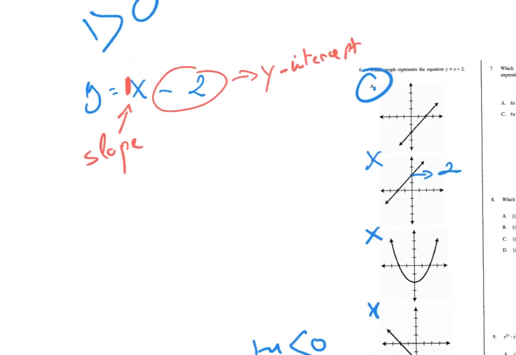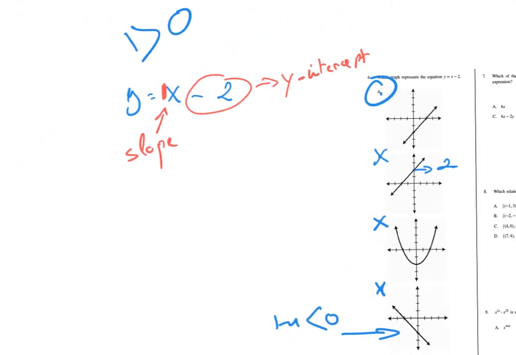Let's analyze A here. What do we have in A? We got the slope, and the y-intercept is -2. And that's exactly what we have. We got the slope is 1. Because from this point, let's suppose I want to move on.